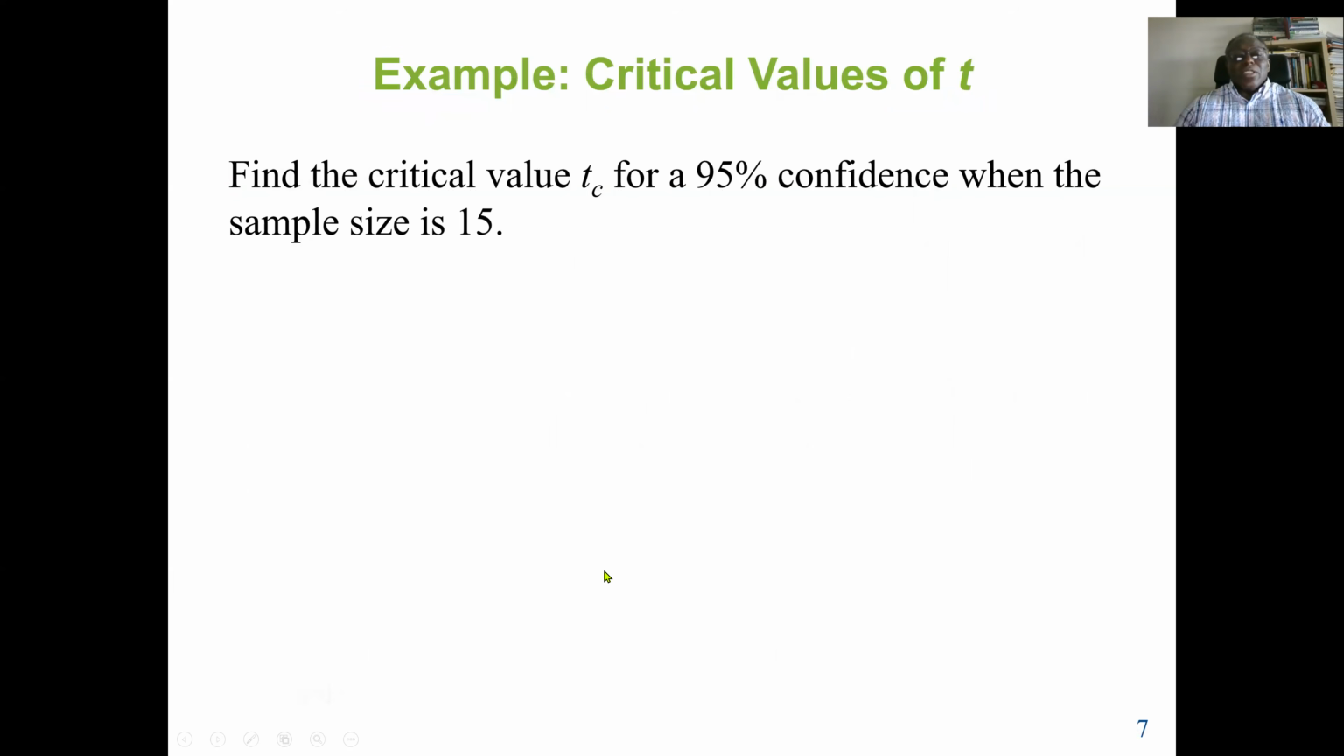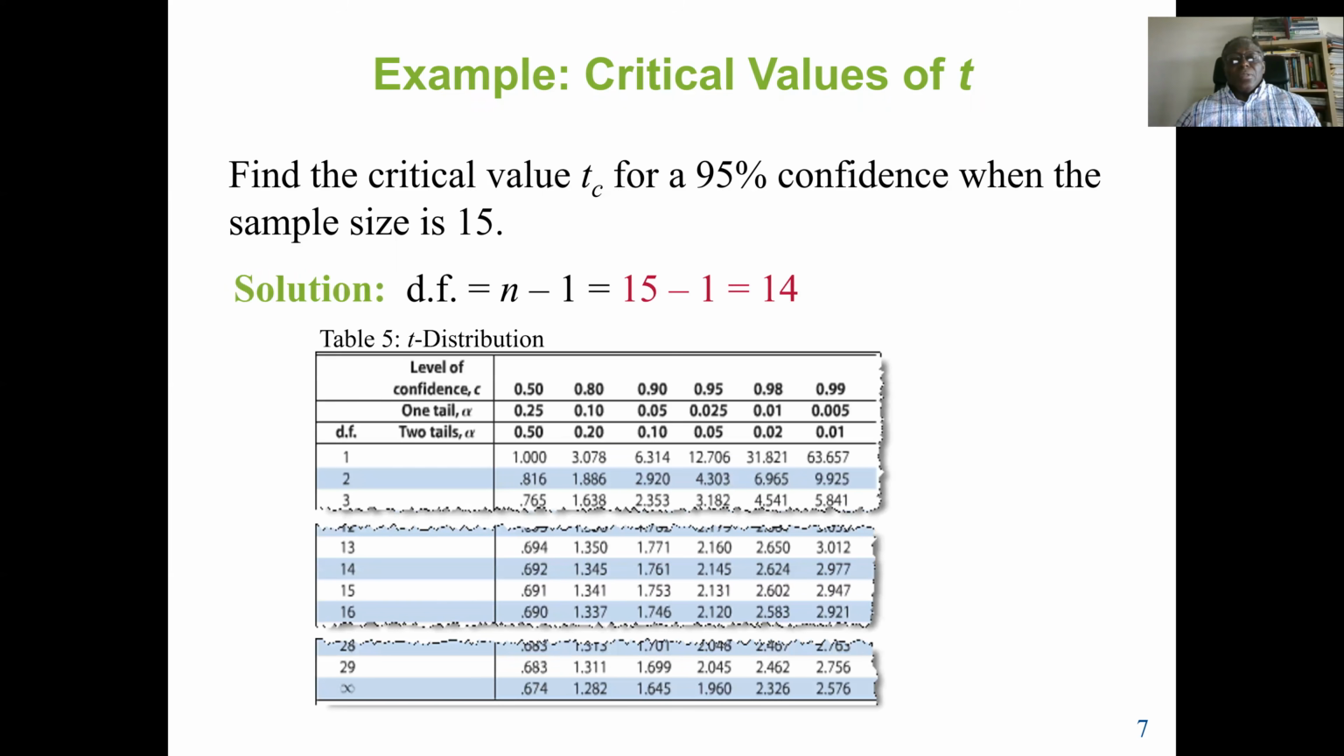So let's try one example. Hopefully this will make us understand. So here we find the critical values of t. We should find the critical value tc for 95% confidence when the sample size is 15. Now we can see the sample size is very small. So first we go with the degrees of freedom. Degrees of freedom will be the sample size minus 1, so it's 15 minus 1, which is 14.